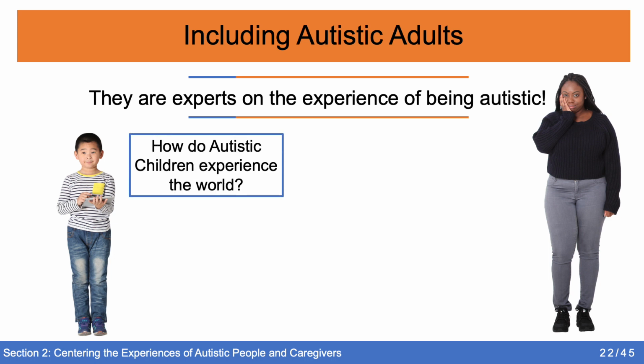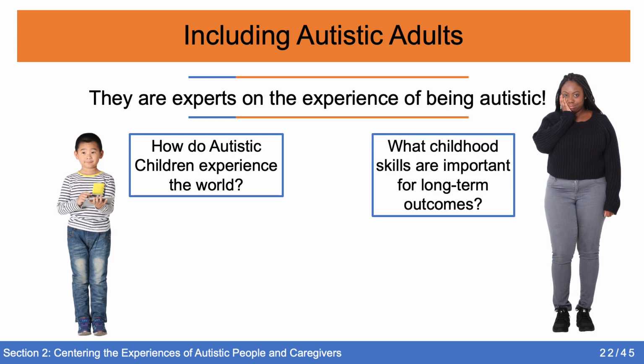They can give us insight about how autistic children may be experiencing the world and important skills that early childhood therapies can target to support autistic children as they age. For example, many autistic adults have anxiety disorders, so perhaps early childhood therapies should target coping and self-advocacy skills or other skills that will prevent these disorders from occurring in the future.